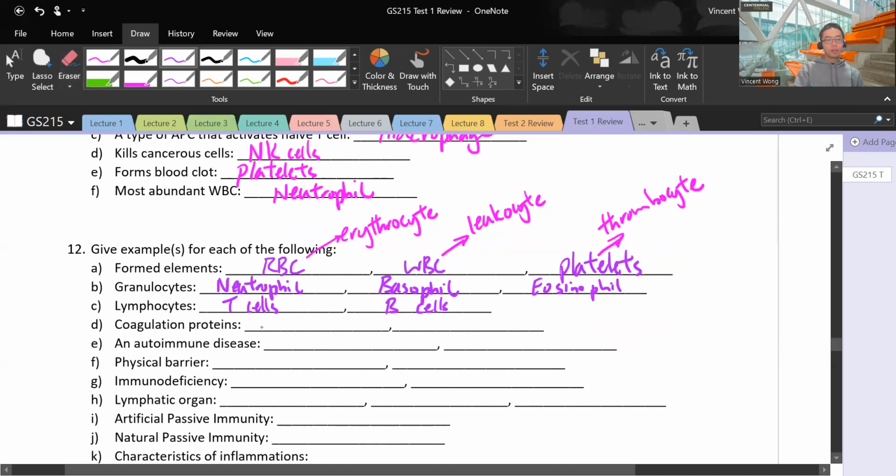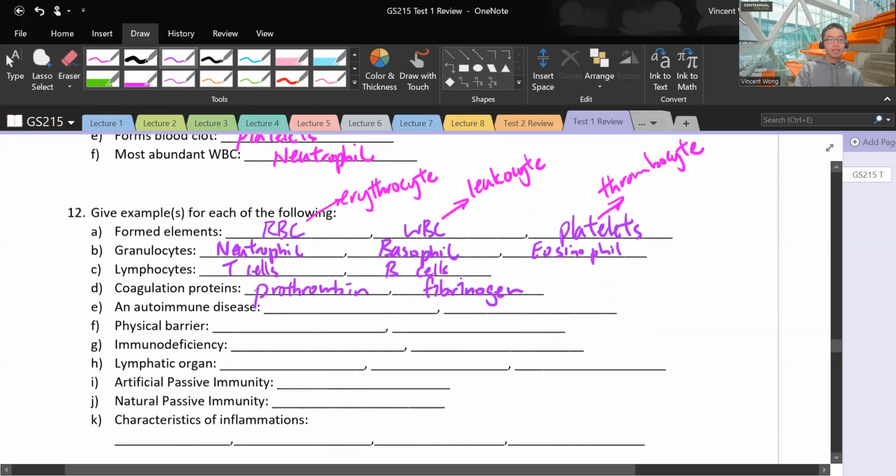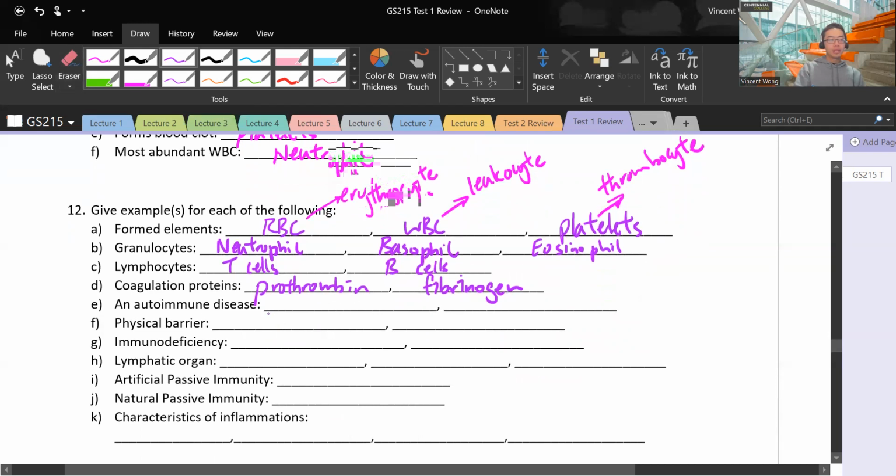Proteins that are needed for coagulation, prothrombin and fibrinogen. And autoimmune disease, there are a bunch that you can name, but the ones that we talked about were like Graves' disease. I think that's probably the only one that was in the lecture notes, right? So, you can make up another one, like multiple sclerosis.